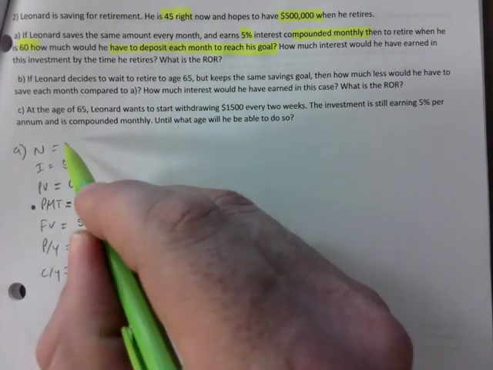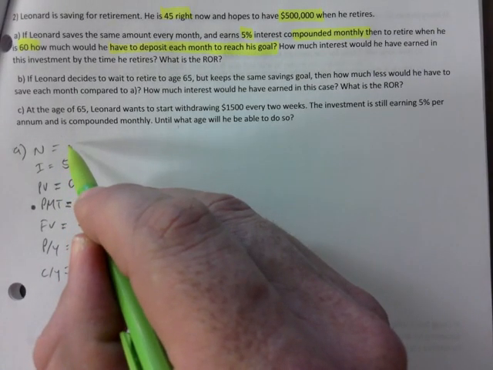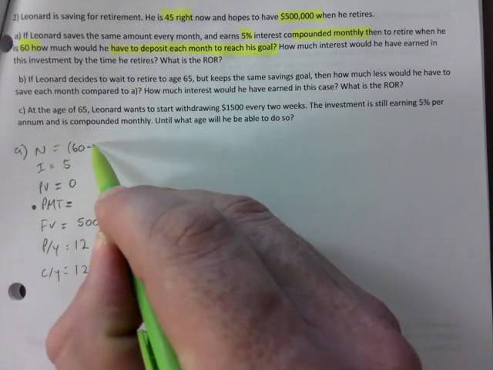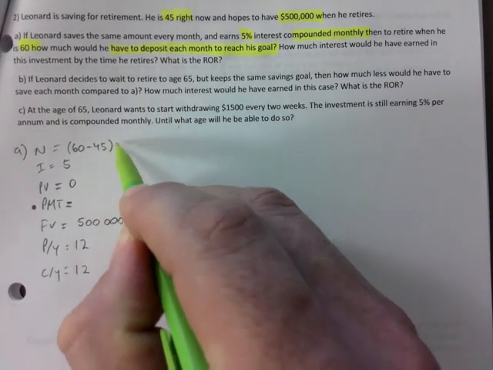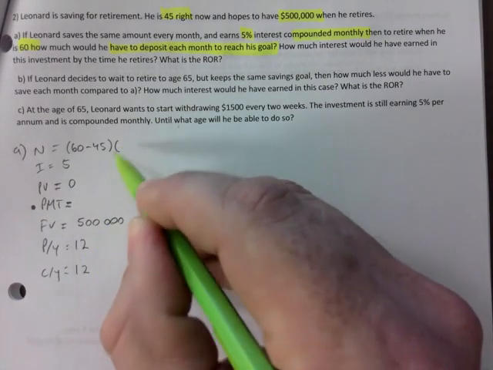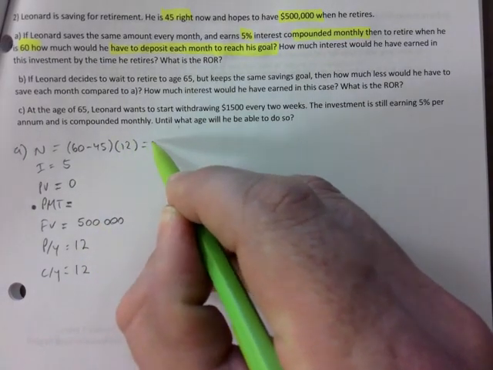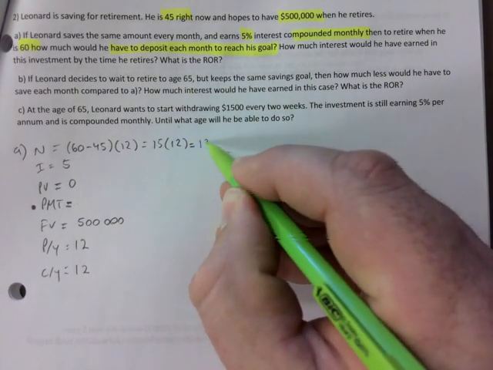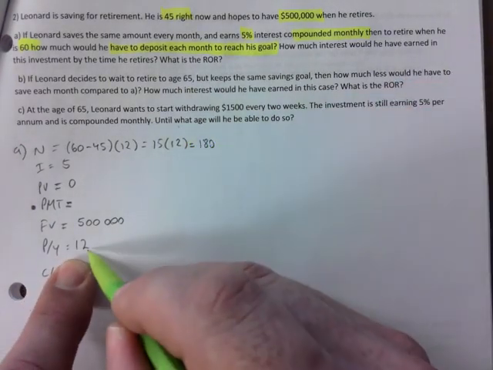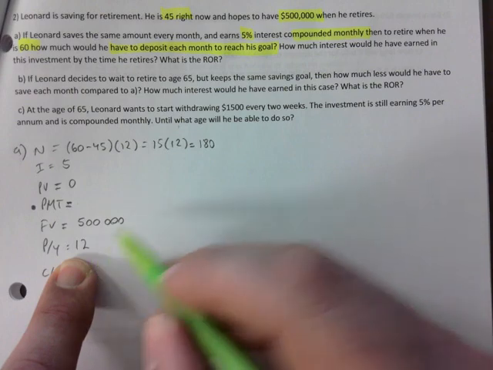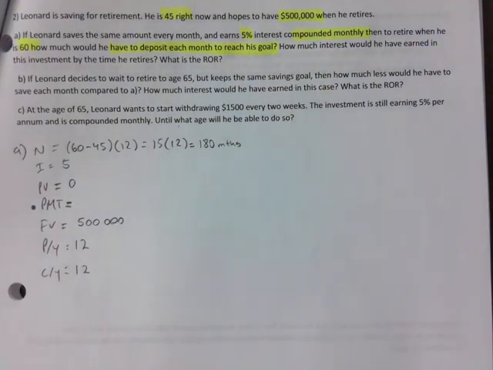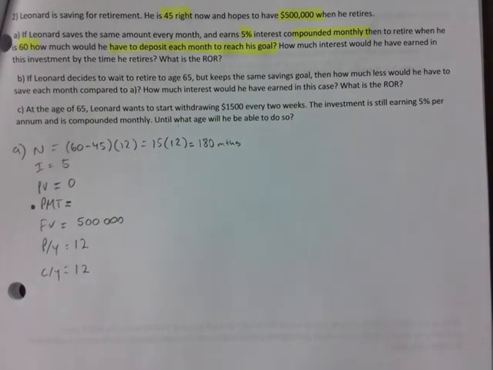Interest is 5, and remember, N is years times P/Y. So we're going to go 60 minus 45 times P/Y, which is 12. That's 15 times 12, which is 180 what? Monthly payments, basically. You can actually say, in this case, it's months. We're talking 180 months here, if you want to.